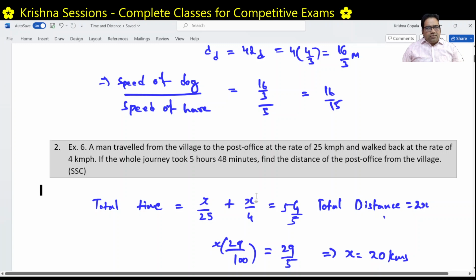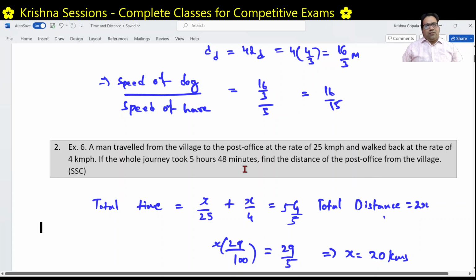Let's say if x is 20, then he would have taken 5 hours. Each hour he would have traveled 4 kilometers. If x is 40, the distance is 40, it would have taken 10 hours, like that. So x is the same in both cases. Forward, he traveled at 25 kilometers per hour. The reverse, he traveled at 4 kilometers per hour. So the total time will be x by 25, which is the forward time, plus x by 4, which is the reverse time, is equal to what?